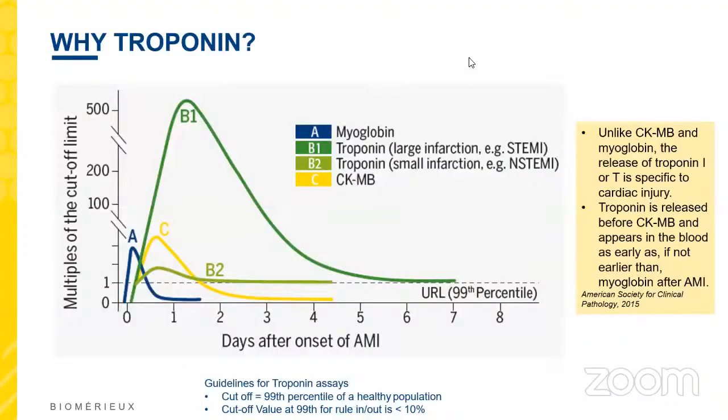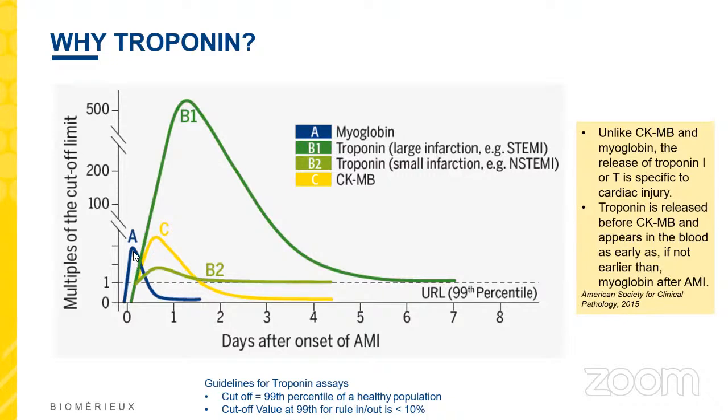So let's start with why troponin, because there are many cardiac markers, and that's a whole other lecture. But this graph summarizes why troponin is the gold standard. So you can see the various biomarkers. You have the one in blue is myoglobin. You have dark green and light green troponin. And then you have CKMB, which is in yellow. Automatically you can see the differences visually.